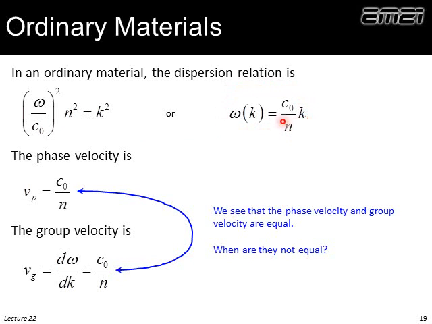So really, we have an equation that is omega in k space, or omega as a function of k, for an ordinary material. We know we have phase velocity defined this way. So in fact, the c0 over n is our phase velocity. Let's take this equation and calculate the group velocity. The group velocity is essentially the derivative of that equation with respect to k, and when we take that derivative, we just end up with c naught over n. So in other words, for this ordinary material, the phase velocity and group velocity are exactly the same thing. So when on Earth could they be different?